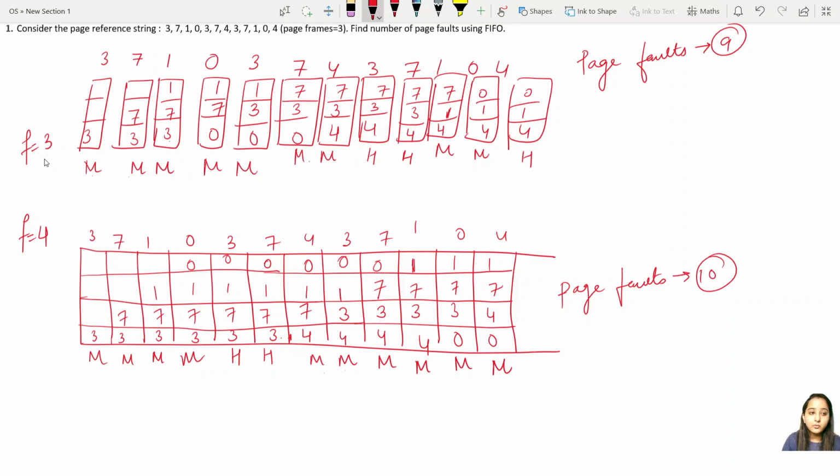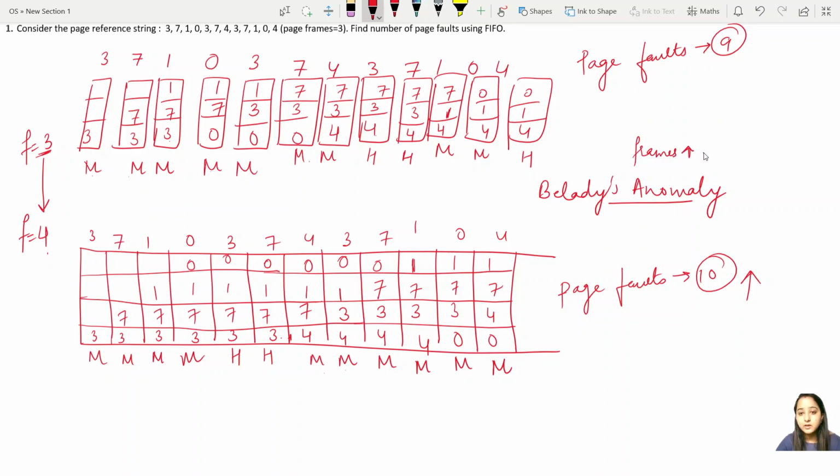Now see, if I have increased the number of frames from 3 to 4, what is happening? Page faults are increasing. So it gave rise to Belady's anomaly. What we have done here, we have increased the number of frames. That led to the increase in number of page faults. That is the Belady's anomaly.